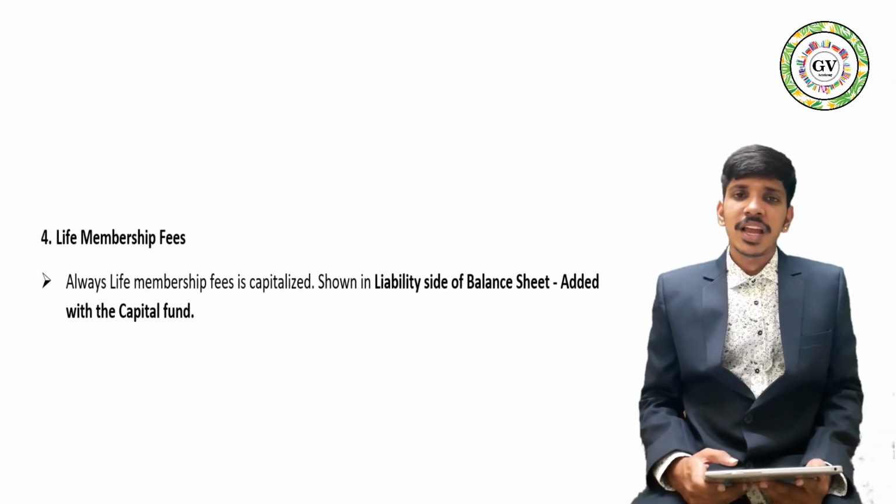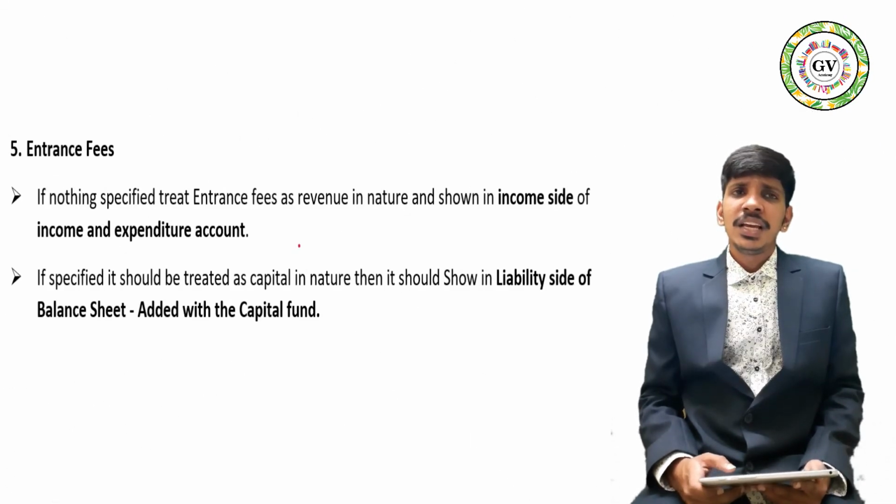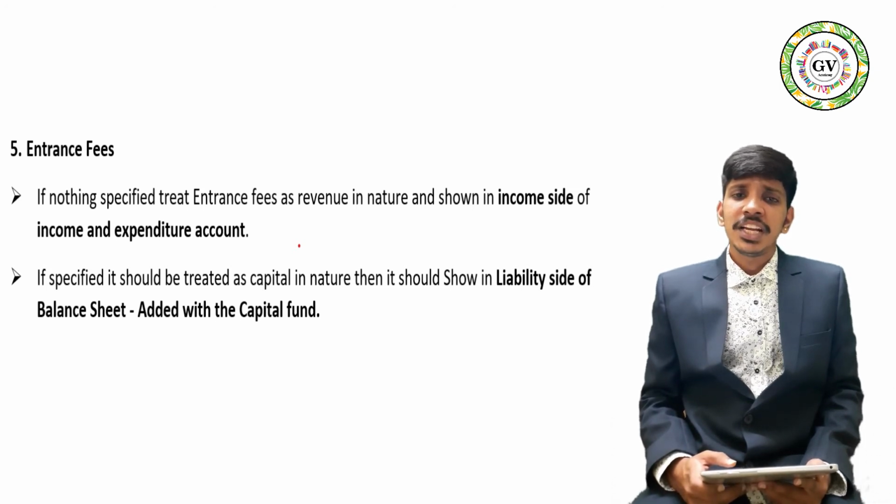And the fourth one is life membership fees. Life membership fees should always be capitalized. That is, it should be added to the capital in the current year balance sheet. And the fifth one is the entrance fees. If anything is specified in the question about the entrance fees, then it should be dealt with in the same way. If nothing is specified, it should be shown on the income side of the income and expenditure account.